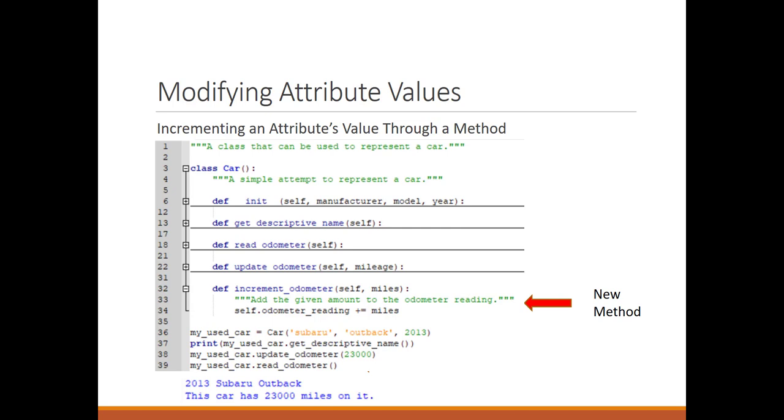For example, we are increasing the odometer by whatever gives the mileage, and we are updating the value of this attribute. So you can have multiple functions inside of the class. For this class, this is a required method, this is the one that we defined. So basically we have four methods inside of the car.